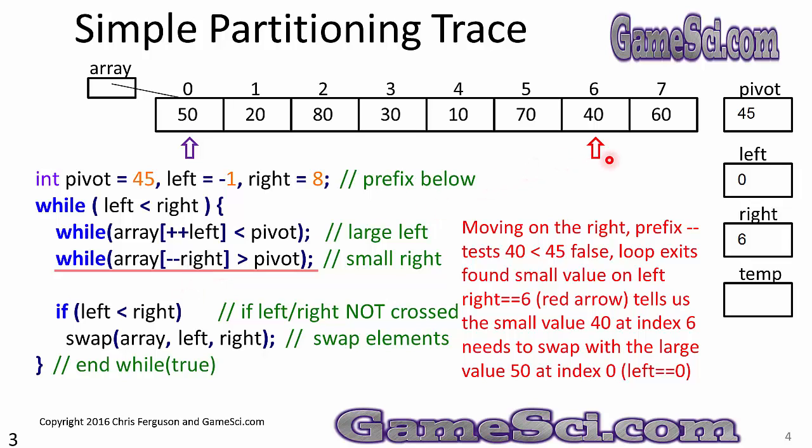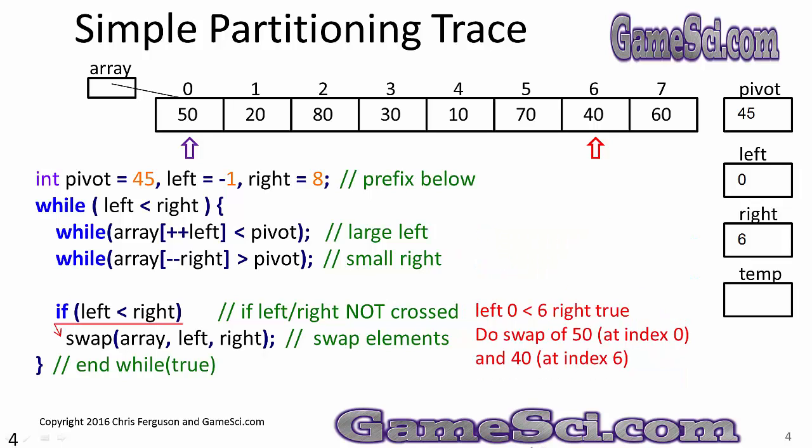When it executes a second time, it will move down to 6. When right moves down to 6, we're looking at the 40. We're going to test whether 40 is less than 45, and that is very much a false statement. That means the loop will exit. When this loop exits, it means we found a small value on the right with right equal to 6. The red arrow shows you what we're looking at. It tells us we have found a small value 40 at index 6, which needs to swap with the large value 50 on the left. We have now located our two numbers that need to swap. 50 and 40 need to change places.